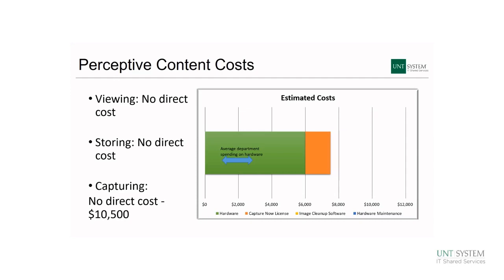Then you have the image cleanup software. Not everyone needs this option. This will let you do things like adjust the brightness, the skew, or remove lines on a document. This is also roughly $1,500, depending on what software you select and your specific cleanup needs.